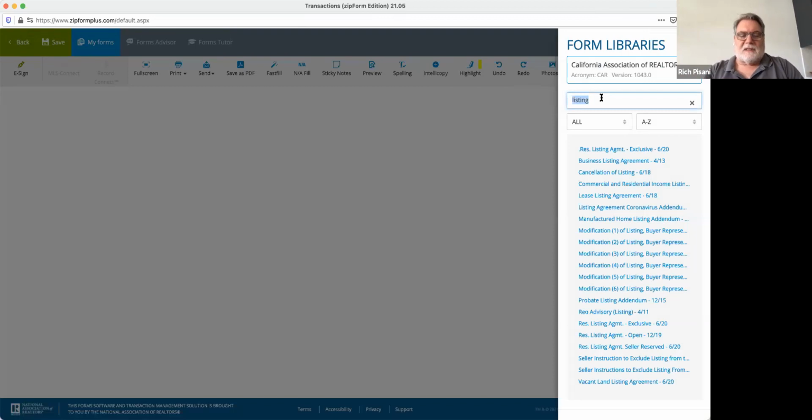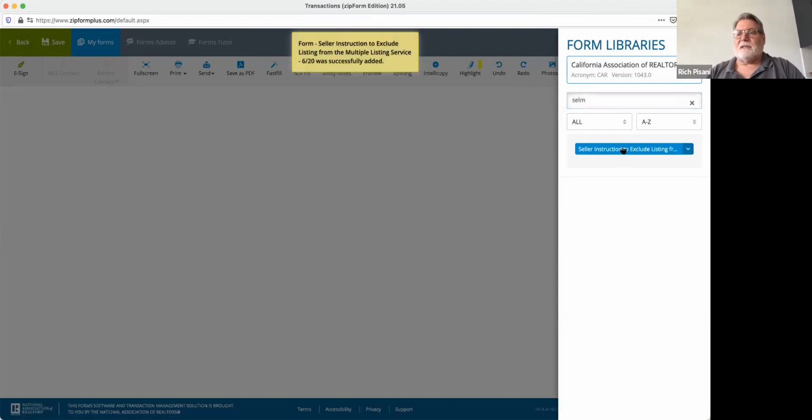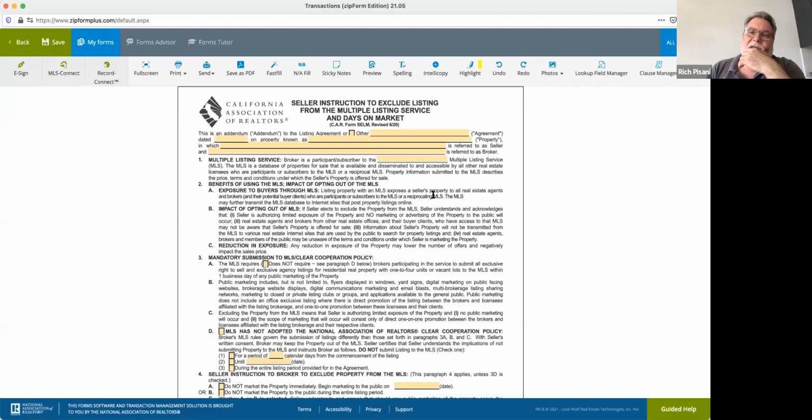And in order to exclude it, you need to do the SELM, seller instruction to exclude listing from the multiple listing service and days on market. So this is what you need to have your seller sign in order to exclude it. So basically, it's an agreement.